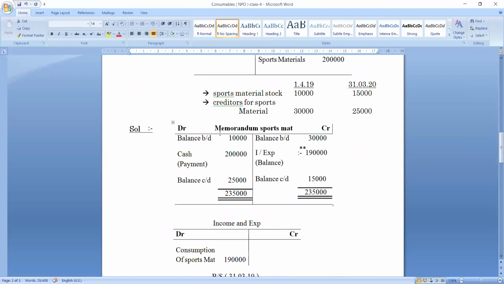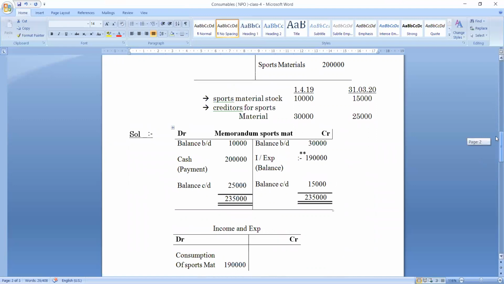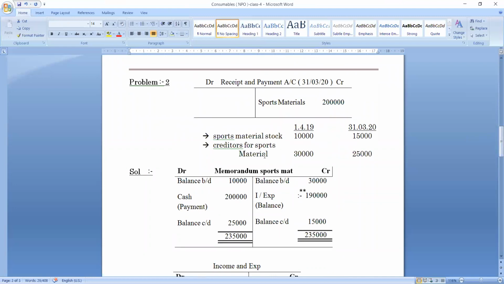Now the balance b/d is 10,000, and the balance sheet figure is 15,000. The creditors for sports material is a credit balance. Creditors are liabilities, and liabilities start from the credit side. That's why the creditors for sports material, 30,000, is written on the credit side.